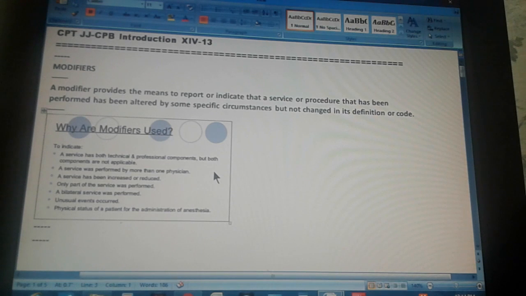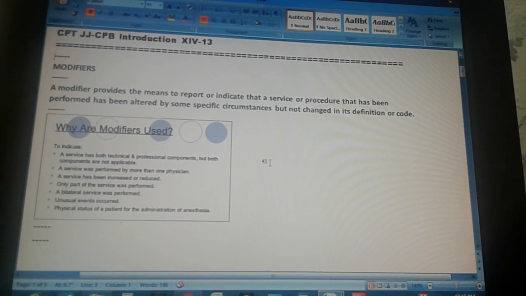Bilateral service was performed, which means on both sides of the body. A lot of organs have both sides, the right and the left. So a bilateral service would need a modifier to say that both sides were under the procedure. Unusual events occurring is another reason for a modifier, and physical status of a patient for the administration of anesthesia, right? And tell us the most common modifier for bilateral.